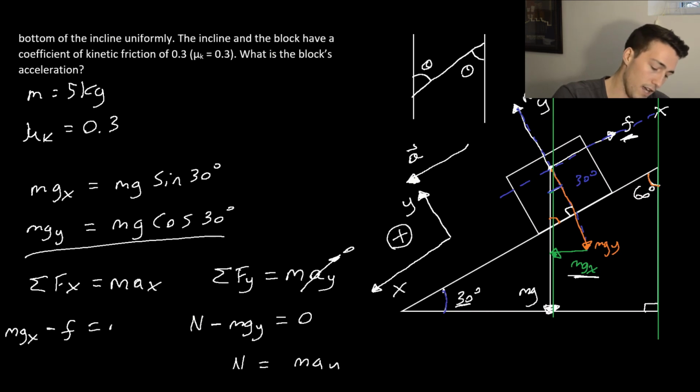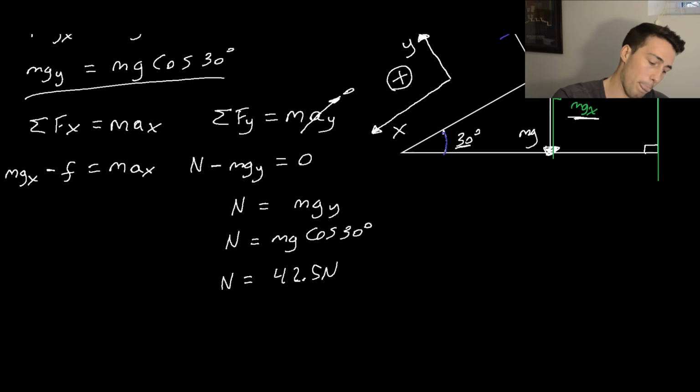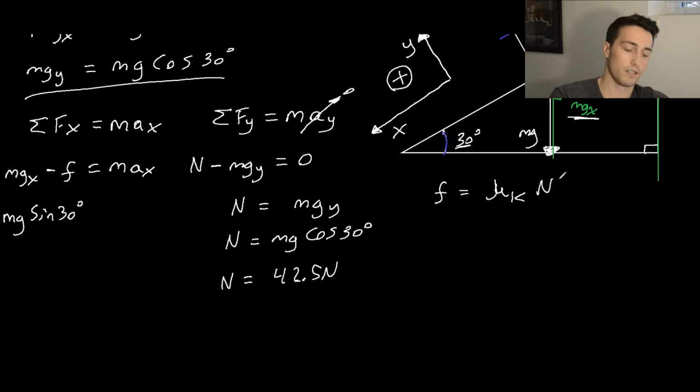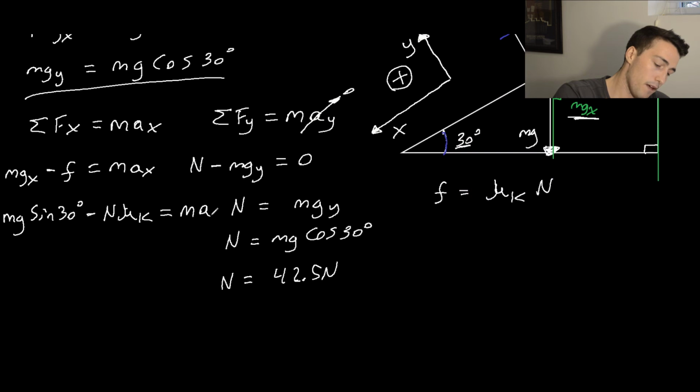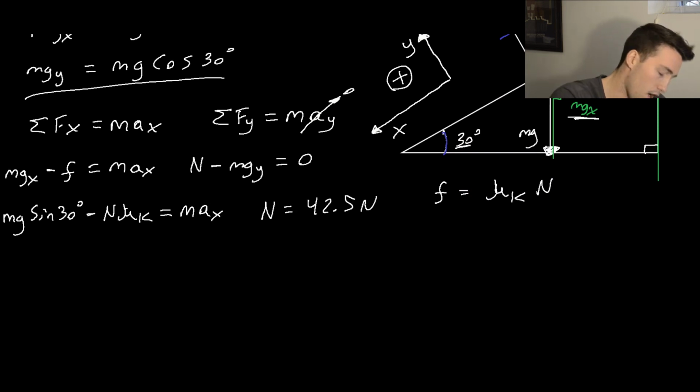That's going to equal our mass times acceleration, which is positive in that direction. So our mgx is mg sine of 30. And the frictional force, I'll write it over here, is equal to mu k times the normal force. So that mu k of 0.3 that we got is going to be important. Minus normal times mu k is equal to m a x. So now we can plug all of our numbers in.